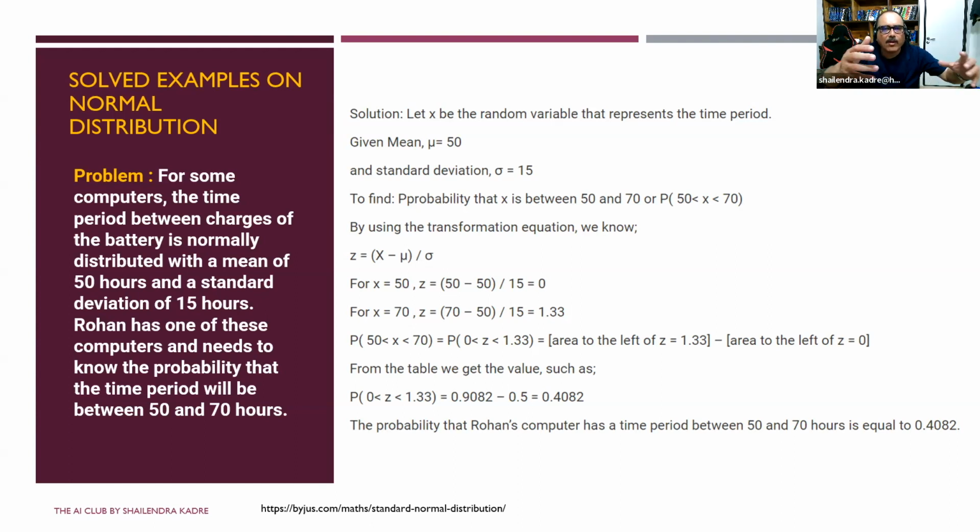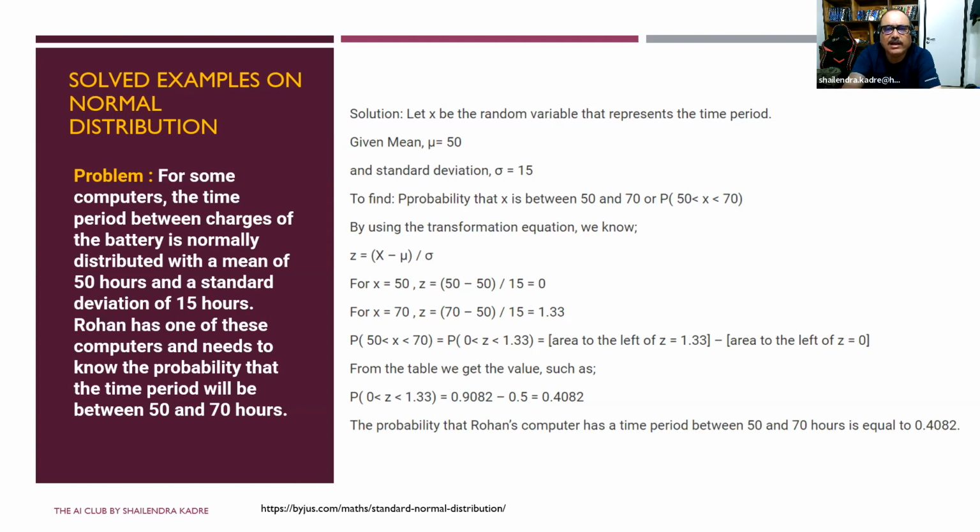So he's telling us they are normally distributed. The mean is given as 50, and the standard deviation is also given as 15. First of all, it says it is normally distributed, then he gives mean mu equal to 50 and sigma equal to 15. Rohan has one of these computers and needs to know the probability that the time period will be between 60 and 70 hours.